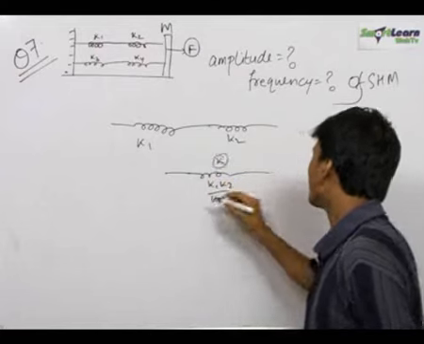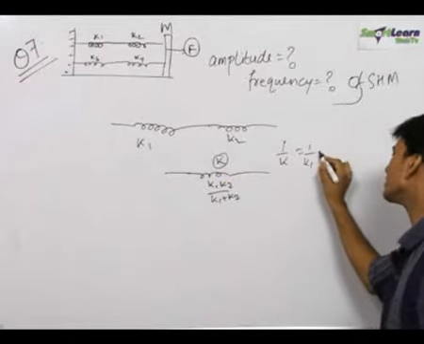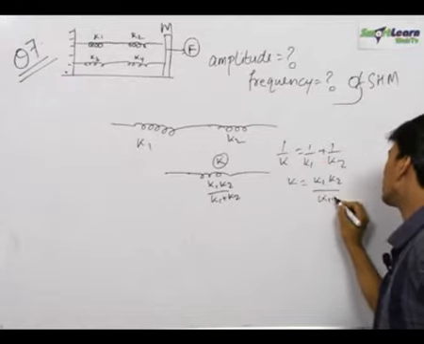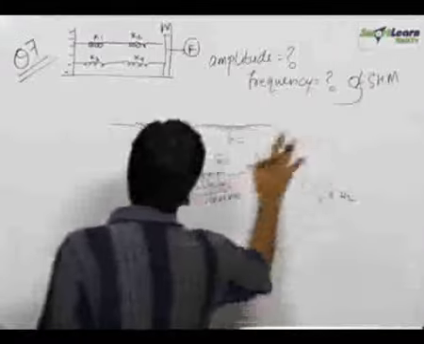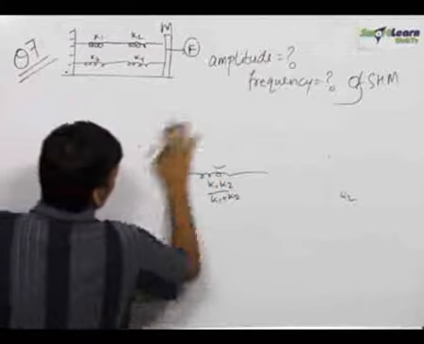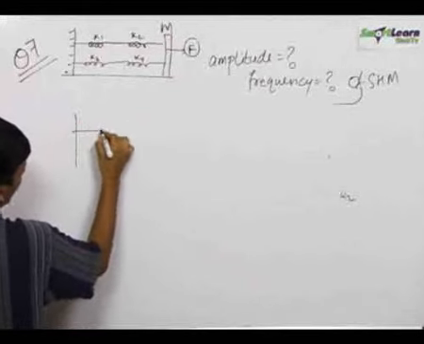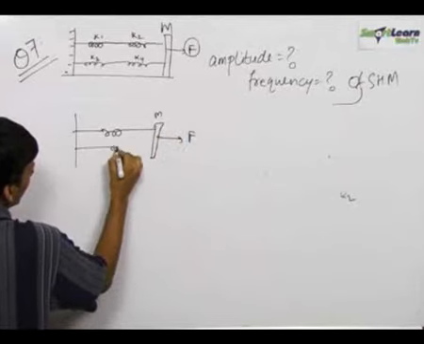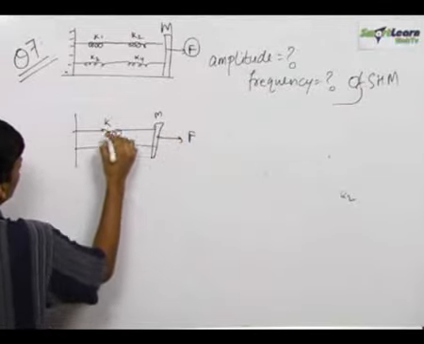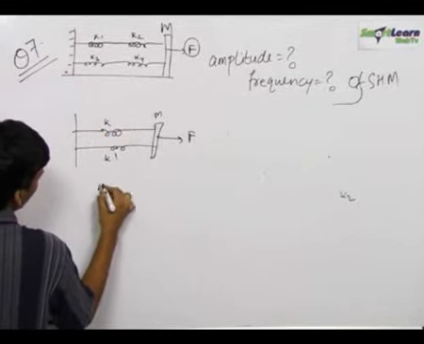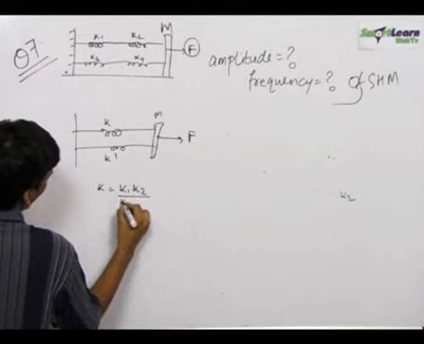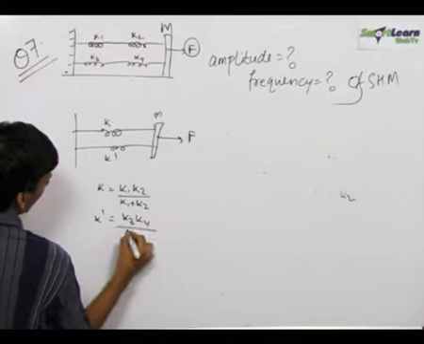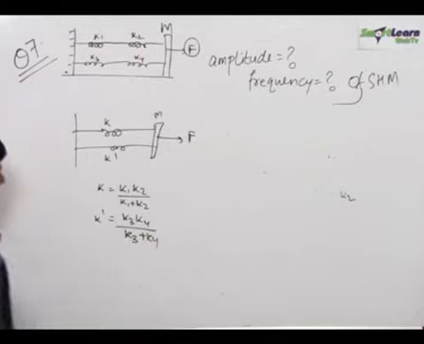This is found by, let this be K. 1 upon K is equal to 1 upon K1 plus 1 upon K2. Therefore, K is equal to K1 K2 upon K1 plus K2. Similarly, for this pair again, we replace it similarly. Therefore, the final system becomes block of mass M, force F, 2 springs. The spring constant of this be, let this be K and let this be K dash. K is equal to K1 K2 upon K1 plus K2. K dash is equal to K3 K4 upon K3 plus K4.